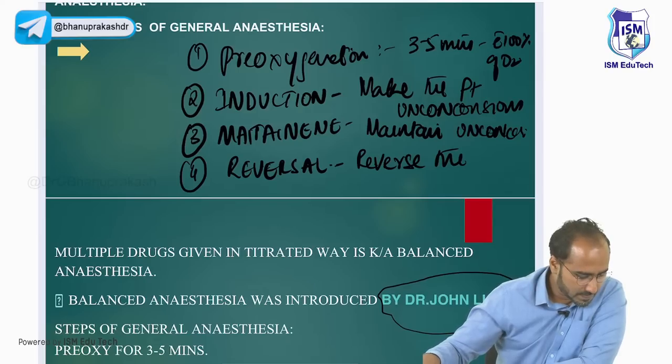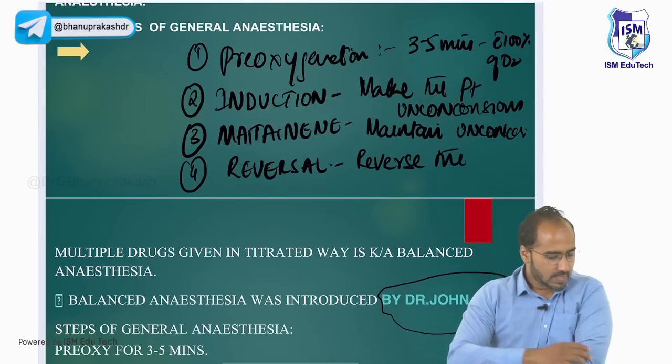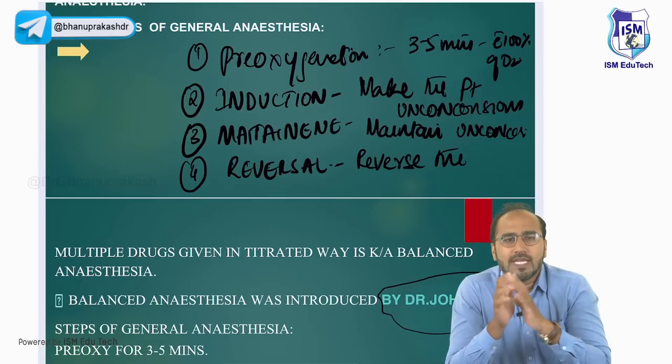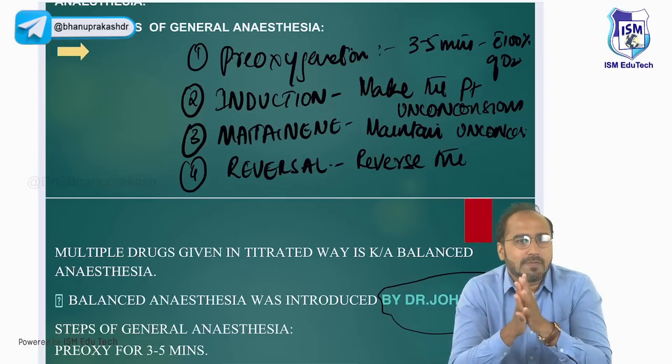So once again, guys, just look over here. There are four phases; we are talking about general anesthesia. The first phase of general anesthesia is called pre-oxygenation. Same like a flight. The flight here is on the runway, meaning you have to refuel. You are giving pre-oxygenation to the patient for 3 to 5 minutes with 100% oxygen.